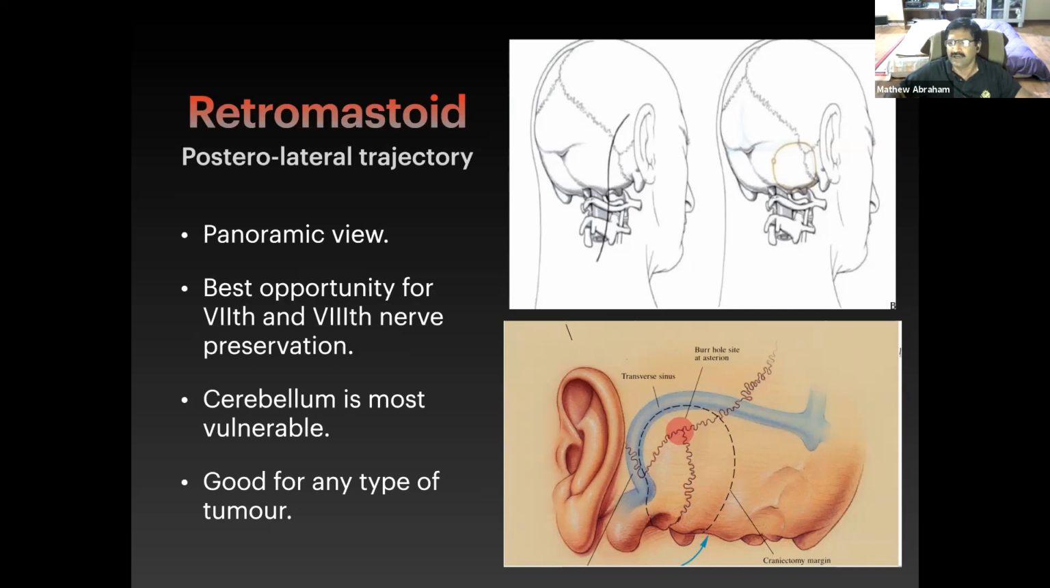However, the structure that is most vulnerable, we all know, is the cerebellum, because the cerebellum comes in the way. In the posterolateral trajectory, it is the cerebellum that stands between you and this tumor. However, if you can tackle this, the whole problem becomes much simpler. It is good for any type of tumor, irrespective of the size, the level of adhesions, its location within the bone, or involvement of any other tissue. It is the best default approach.